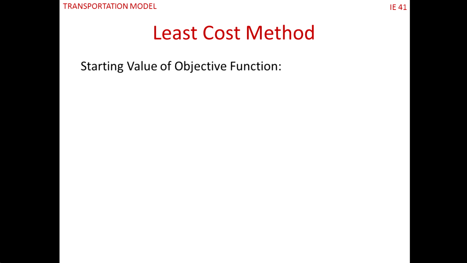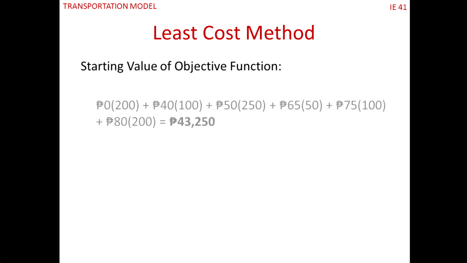The starting value of our objective function would then be 0 pesos times 200 plus 40 pesos times 100 plus 50 pesos times 250 plus 65 pesos times 50 plus 75 pesos times 100 plus 80 pesos times 200, which is equal to 43,250 pesos. The last technique is the Vogel approximation method, commonly called VAM.